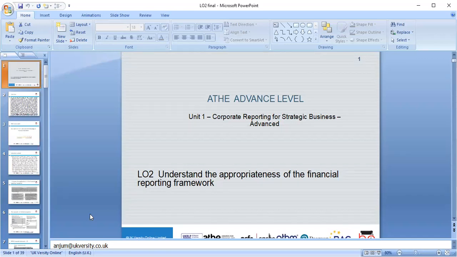And today's lesson is our LO2, learning outcome 2: understand the appropriateness of the financial reporting framework, which we'll go through.